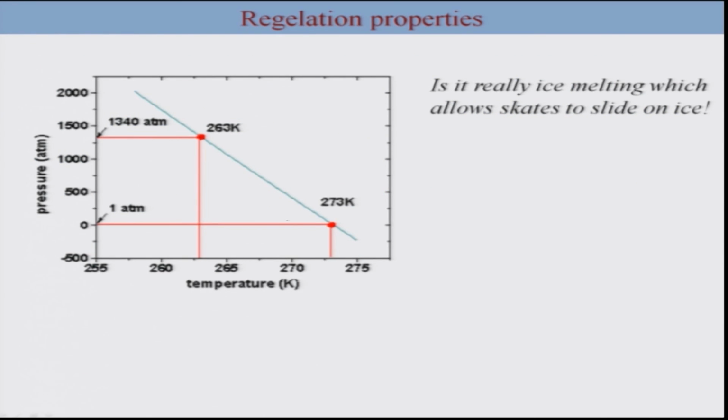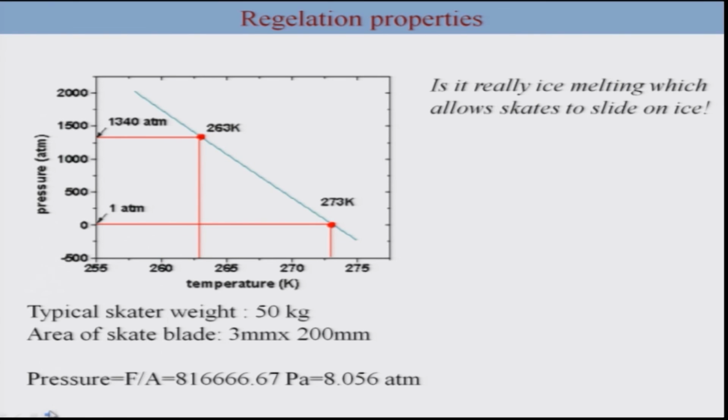Okay, so this is the zoomed pressure-temperature diagram for the water case, and now you can take the example of an ice skater. Let us say a typical weight of a skater would be 50 kg. The area of the skate blade could be 3 millimeters multiplied by 200 millimeters. You can calculate the pressure due to the weight applied on the thin skate blade. The pressure comes out to be 8 atmospheres. And thus, is 8 atmospheres sufficient to melt the ice to give you sufficient lubrication to reduce the friction, so that you can ice skate?